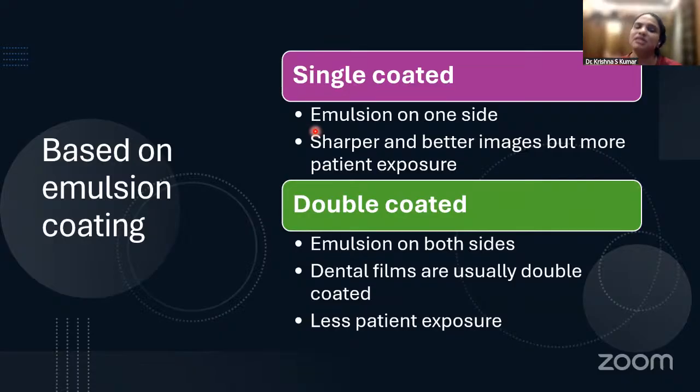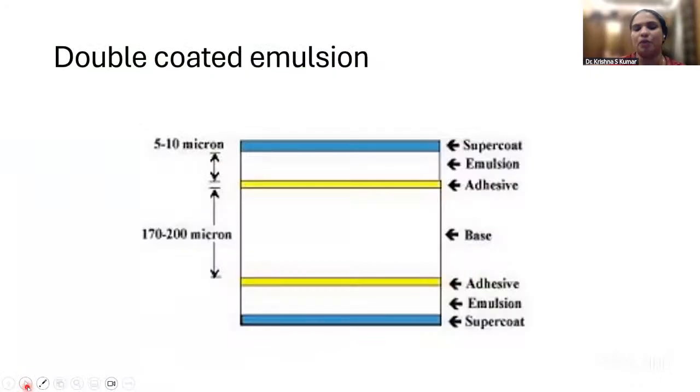But because it is single-coated, it produces a sharper and better image. That is because in double-coated films, the density which we see is the sum of the average density of the image of the emulsion on both sides. So single-coated emulsion is much sharper than double-coated emulsion, but patient exposure is less for double-coated. Hence, we use double-coated films very commonly.